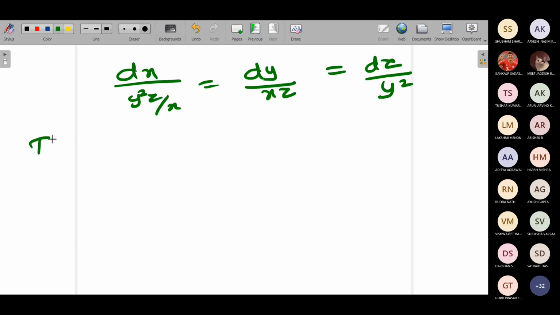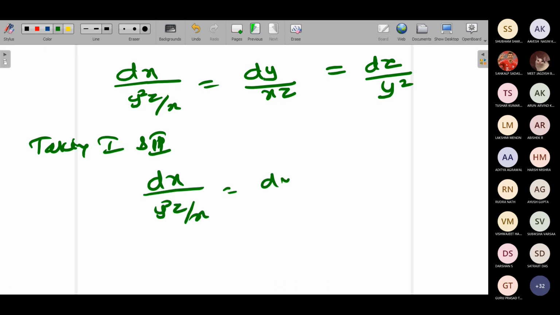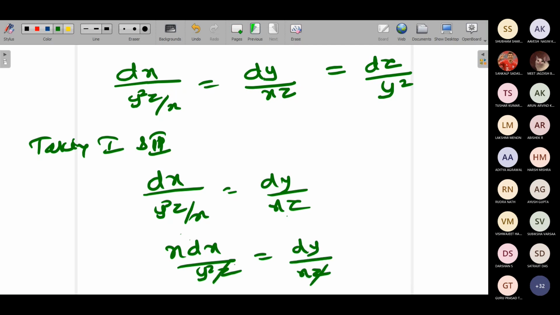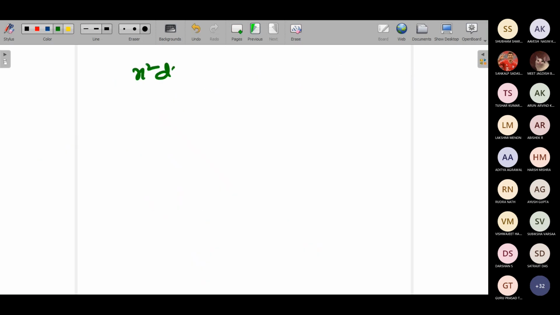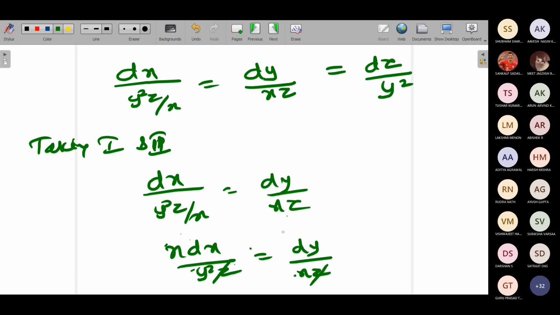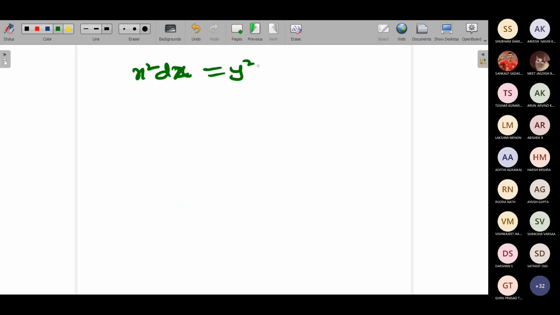Now taking the first two terms, 1 and 2, we have dx by y square z by x is equal to dy by xz. Now you can rewrite this as x into dx by y square z is equal to dy by xz. So z and z will get cancelled. Now cross multiply it. When you cross multiply, you will get x square dx is equal to y square dy.